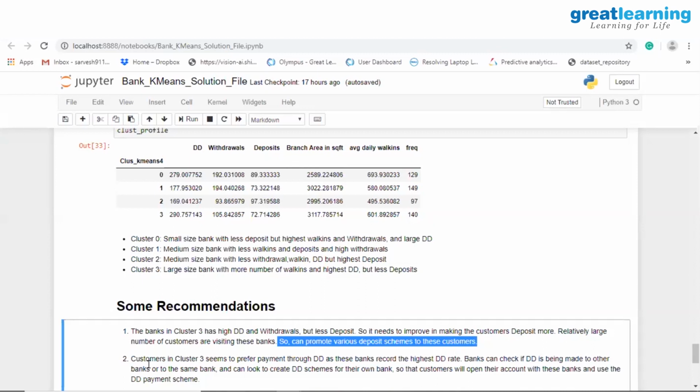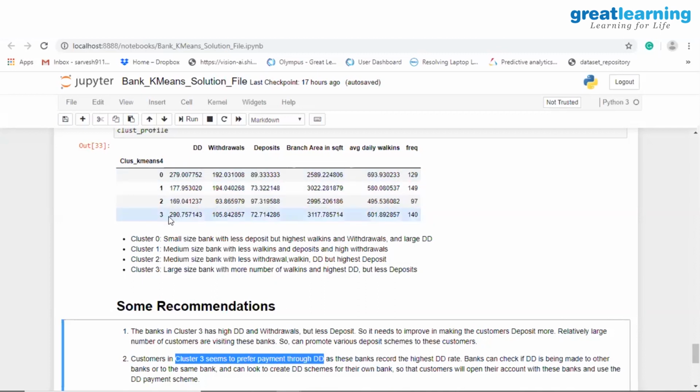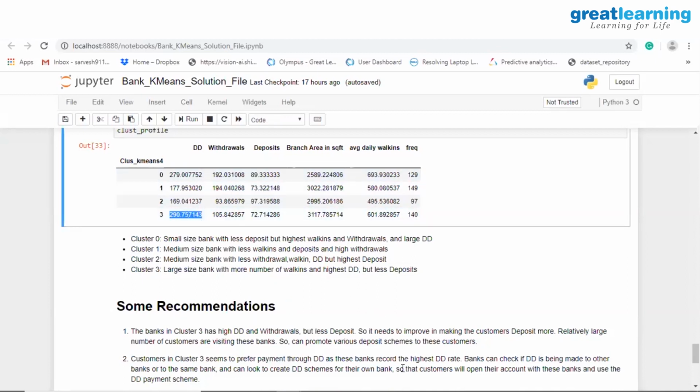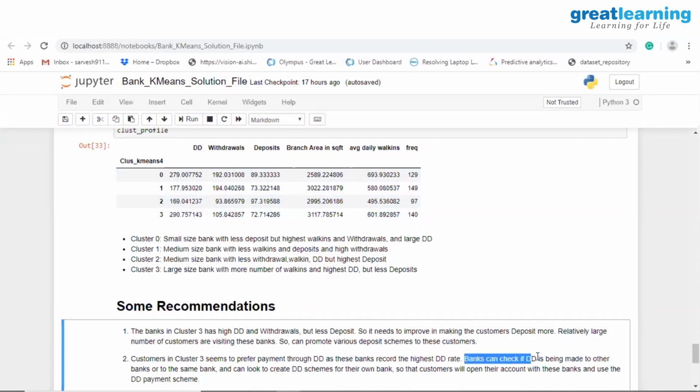So customers in cluster 3 seem to prefer payment through DD, because it has the larger DD number and records the highest DD rate. Banks can check if the DD is being made to others in the same bank, whatever the techniques. Sandeep, you wanted to tell something?